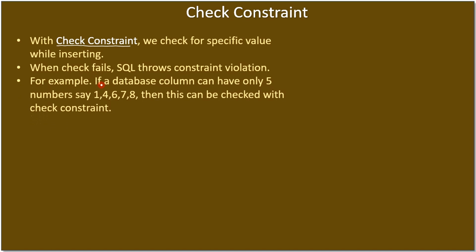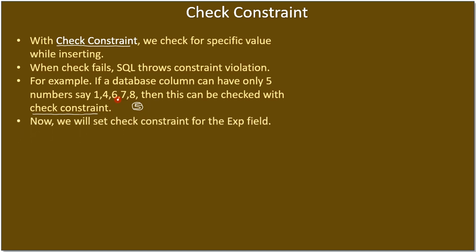For example, if a database column can have only 5 numbers, say 1, 4, 6, 7, 8, then this can be checked with the check constraint. If a user tries to insert a value, say for example 5, then constraint violation takes place. Why? Because check constraint is checking for the value 1, 4, 6, 7 or 8.